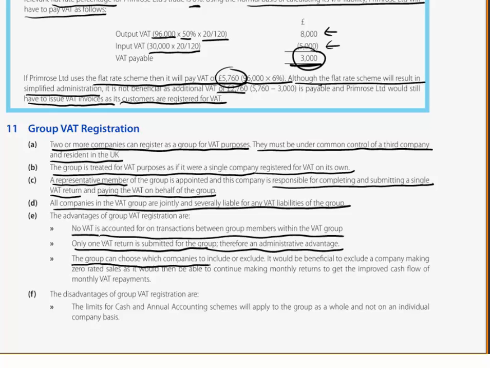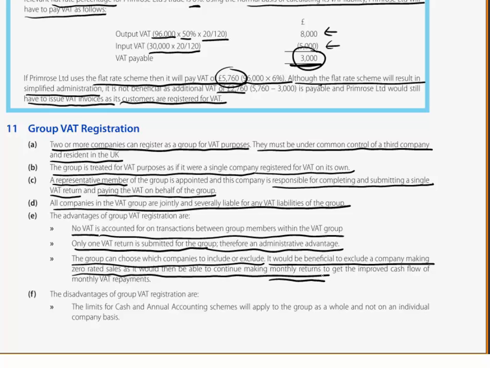And we said the group can choose which companies to include or exclude. Now then, this is the interesting bit. Why is it that we might therefore choose to leave some companies out of the group VAT registration? Because it would seem possibly like quite a good idea to only have one instead of several VAT returns to submit, and to avoid having to account for output VAT on intra-group transactions. Well, it would be beneficial to exclude a company making zero-rated sales, as it would then be able to continue making monthly returns.